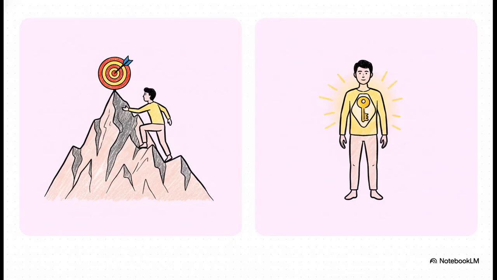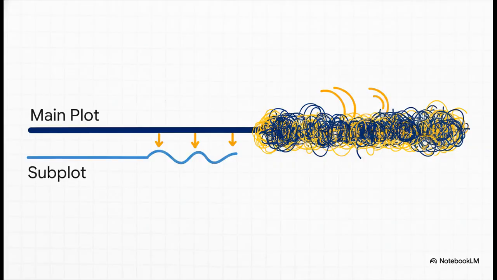And just look at this contrast here. The main plot is all about what the character does. But the subplot, that's about who they are. It uncovers their fears, their past wounds, their secret hopes. I mean, this is hands down the most efficient tool a writer has to build genuine empathy and compassion with the audience. And here's the crucial takeaway, the real payoff.